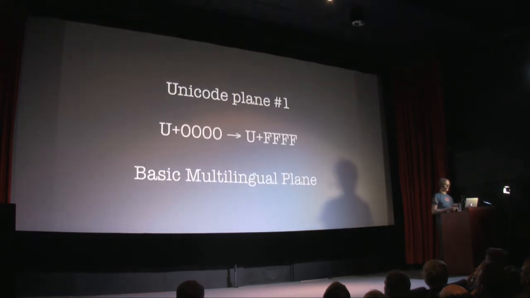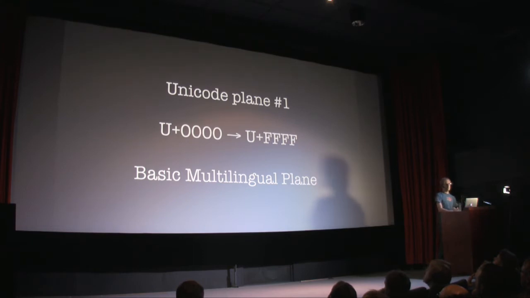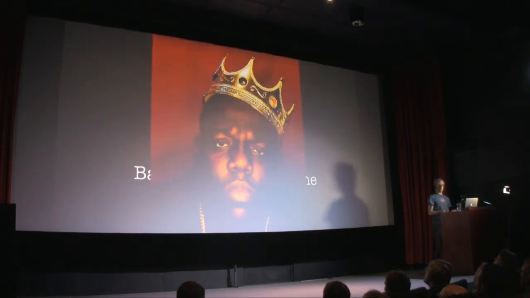Now, the first one of these planes is called the BMP, or the Basic Multilingual Plane. And it's probably the most important one of them all because it contains all the most commonly used symbols. In fact, if you're writing a text document in English or Finnish, you probably won't need any code points at all that are not part of the BMP. Now, because the Basic Multilingual Plane contains all the most important and popular symbols, I like to refer to it as the notorious BMP. Anyway, just like any other plane, it contains about 65,000 symbols.